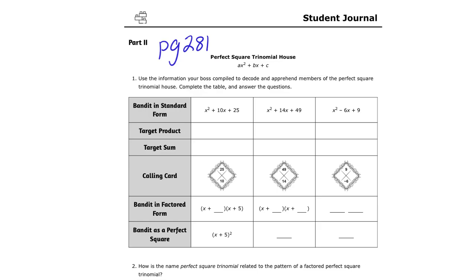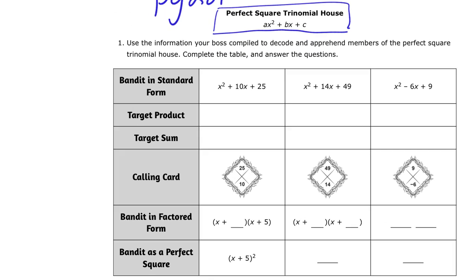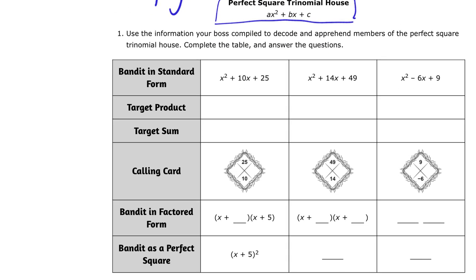All right, ladies and gentlemen, let's look at some more factoring. Today we're going to be looking at what we call perfect square trinomials. These are some special cases that we tend to see. To get us started, let's talk about our target product and our target sum.